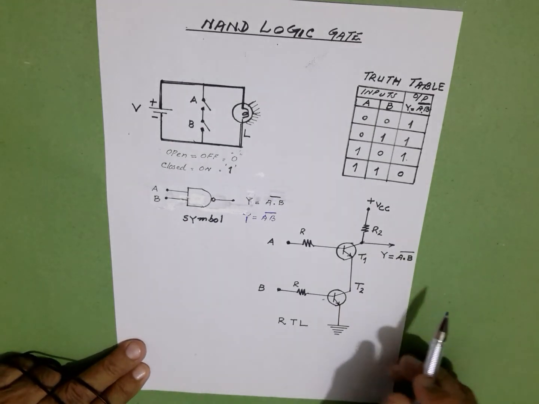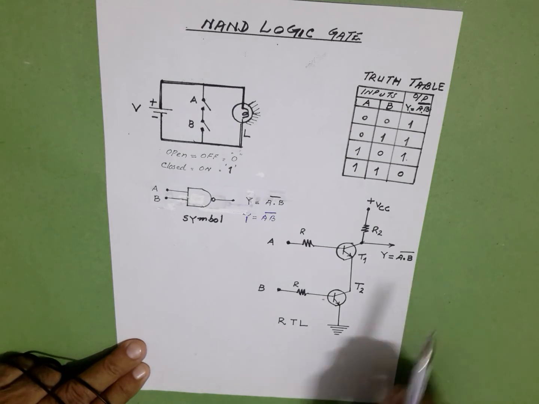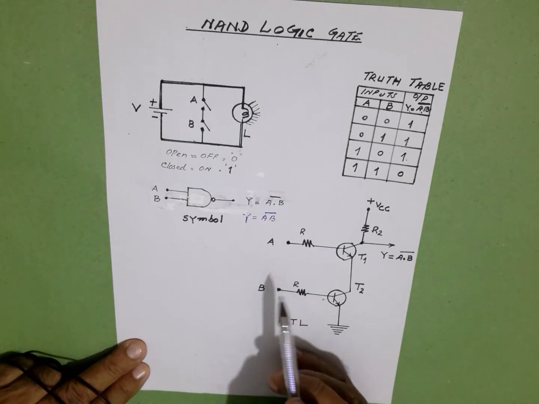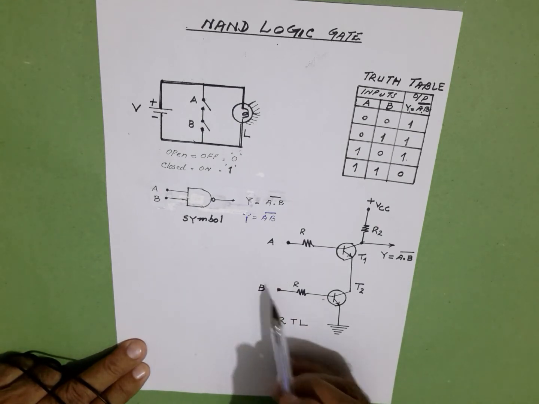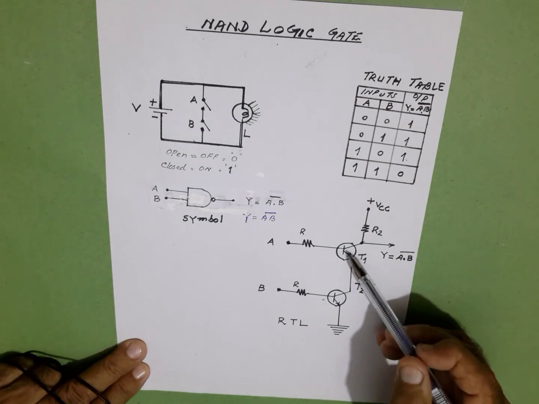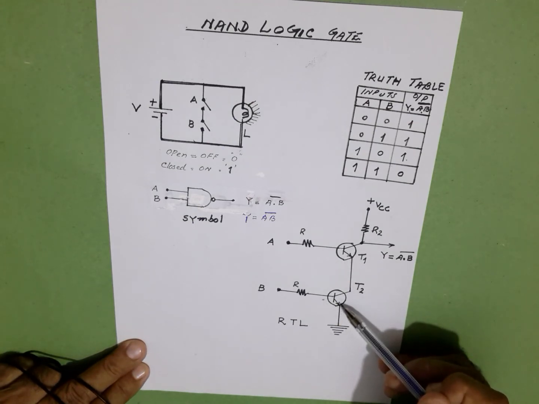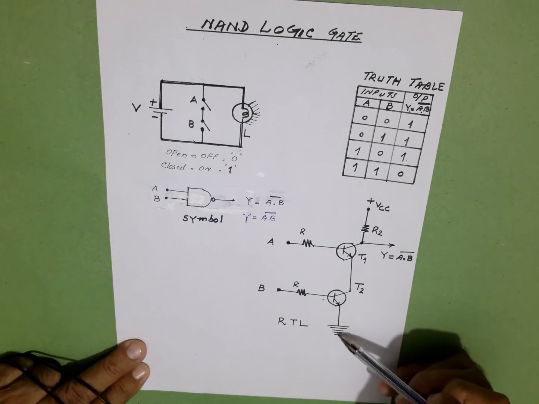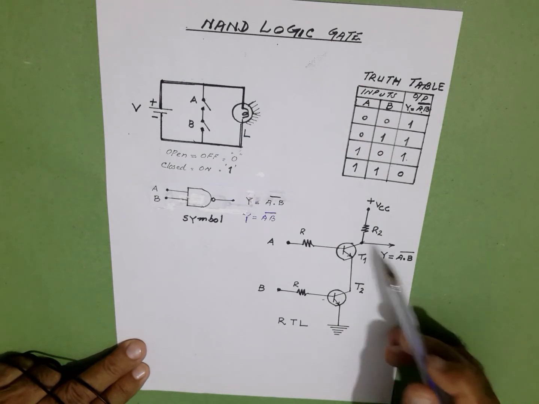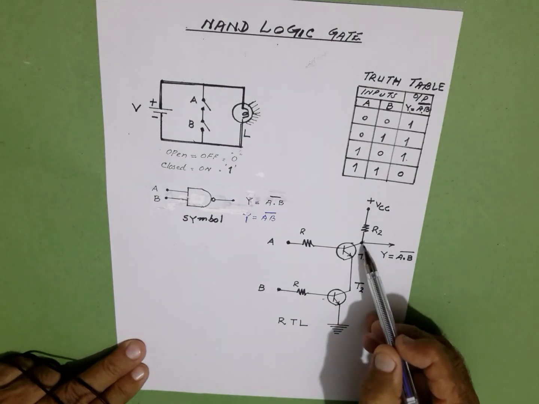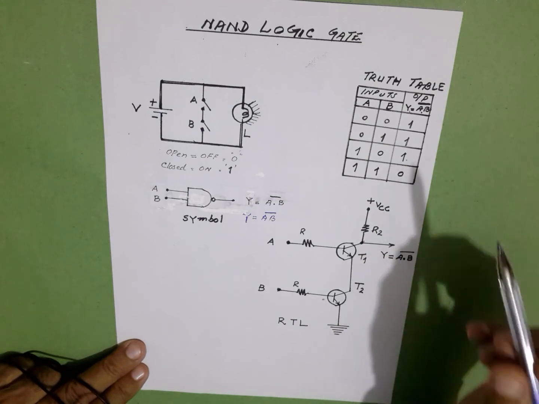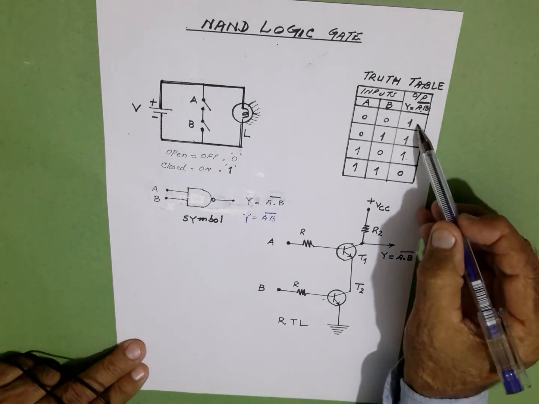Let us see that for the first combination, when A is 0, B is 0, they both are reverse biased. There is no current flowing through both the resistors, and we take the output here, full VCC, and this is logic 1 we are taking.